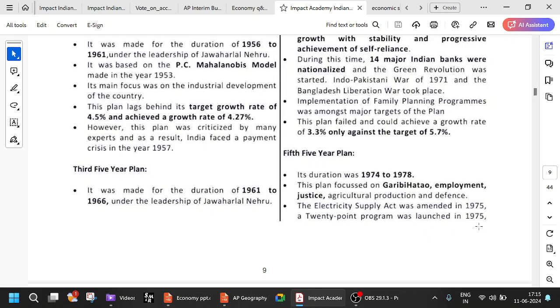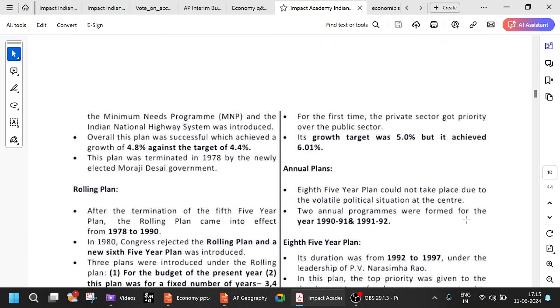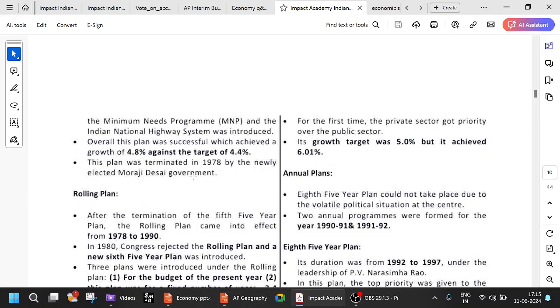So the 20-point program was launched in 1975. This is one very fundamental thing. So this plan was successful. So that is why fifth plan questions are frequently asked. Garibi Hatao and minimum needs program, Indian National Highway System, and the 20-point program, and a 4.8 against 4.5. So all these things are very important. So the fifth plan was very successful, but it was terminated in 1978 by the Morarji Desai government.